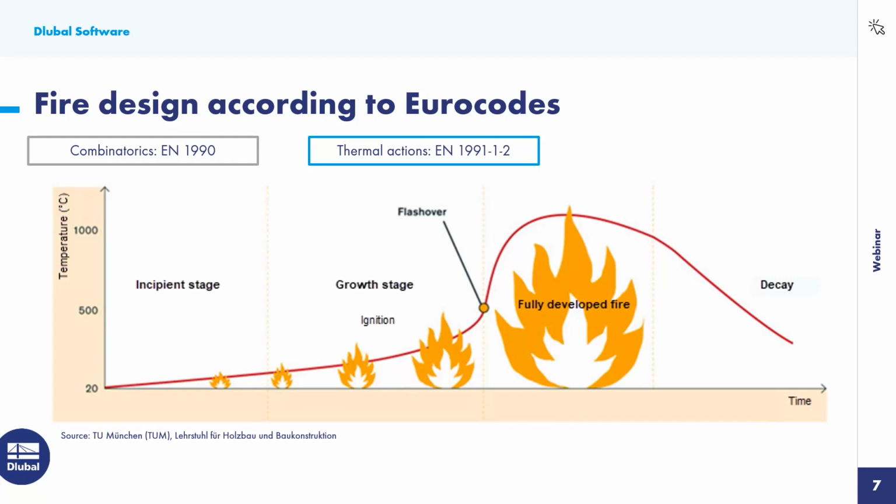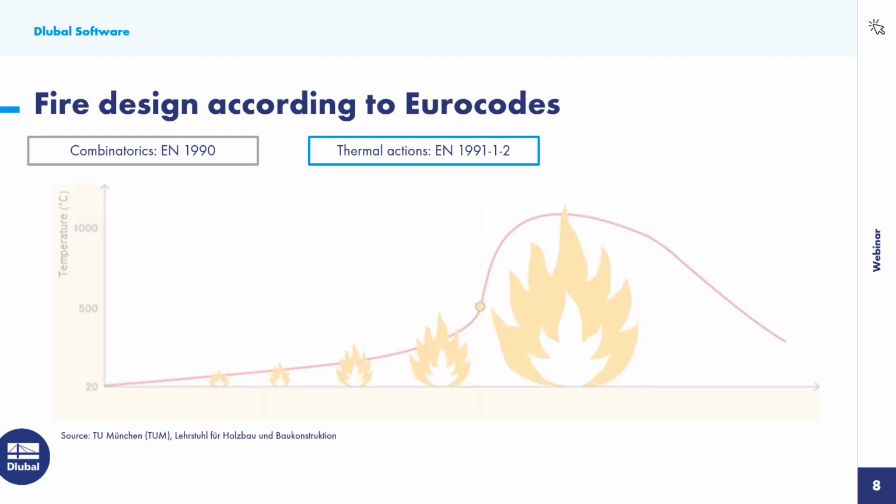Real fire scenarios develop in 4 stages. We have the incipient stage, the growth stage, the fully developed fire phase, and the decay phase. The transition to the full fire phase is called flashover and is associated with a rapid rise in temperature. For engineers, it is very challenging to accurately predict the development of a natural fire scenario.